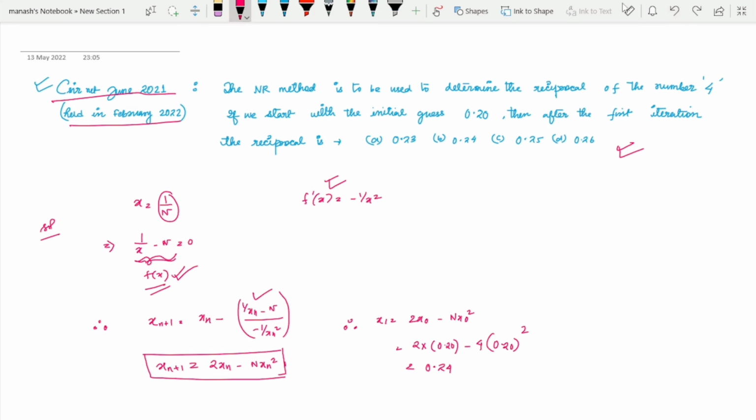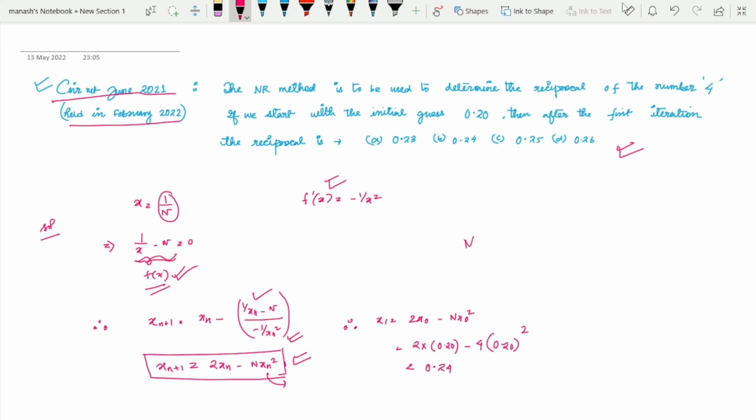So f dash of xn would be minus 1 by xn square. Then if you solve this out, if you rearrange these things, this you can do on your own, it is x(n+1) equal to 2xn minus n into xn square. Now I can use this general formula to solve my question.